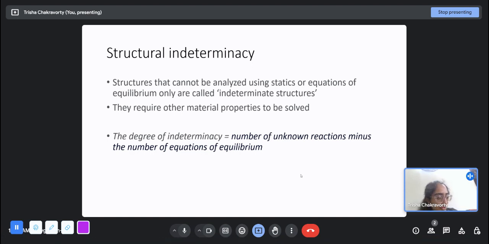Basically, if a structure has more unknown reactions, again, a structure doesn't know what is unknown and what is not. When we try to solve it, we know these are the unknowns. But the thing is, a structure that has more reactions than equations of equilibrium is an indeterminate structure. That means it is overly safe, basically.